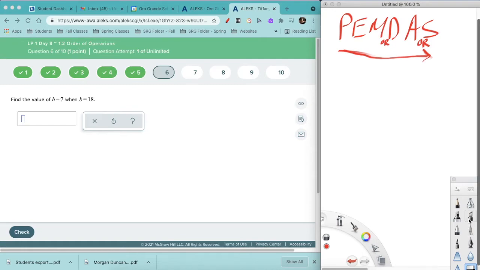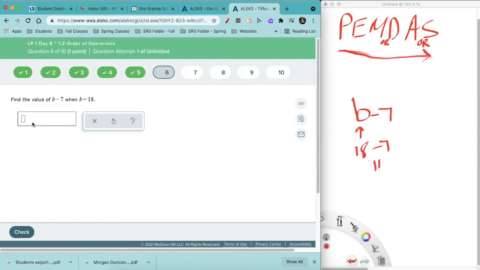Alrighty, so with these ones, it says find the value of b minus 7 when b equals 18. So they're giving us an expression, pretty simple one here, and they're saying, okay, well, what does it equal? What's the value here if b is 18? Okay, well, b is 18, and I'm subtracting 7 from that, so I just say 18 minus 7, and I get 11, right? So I would just subtract. So they're just asking us to plug a number into the variable. They're saying, here's an expression, and this is what your variable equals. Now what do you get?